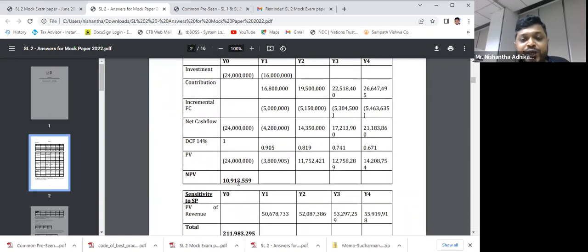Then you have computed the NPV. 10.9 million is the NPV as per the computation, because within 2 hours we have to complete this discussion, and definitely we have to complete this very tough paper, because you have to attempt this one to get an understanding of how to deal with this kind of situation, right?